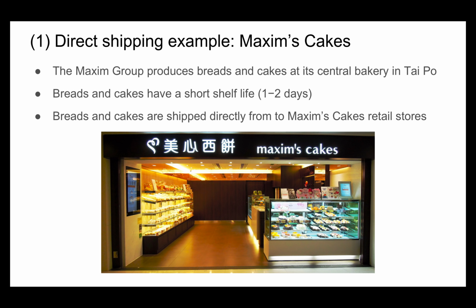Let's consider a direct shipping example of Maxim's cakes. The Maxim Group operates a central bakery factory in Tai Po, where it produces breads and cakes. Baked goods such as breads and cakes have a fairly short shelf life of about 1 to 2 days. Therefore, once the cakes and breads are made, they are very quickly shipped directly from the central bakery to retail stores across Hong Kong.